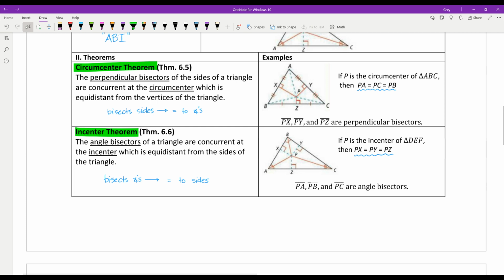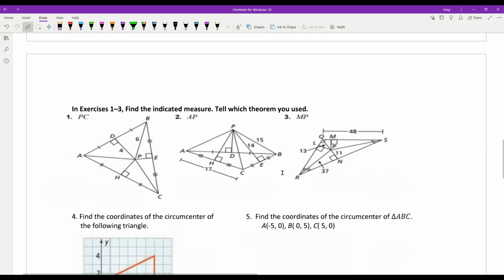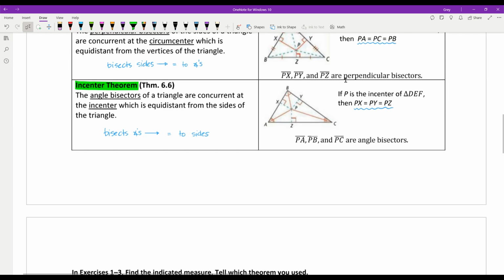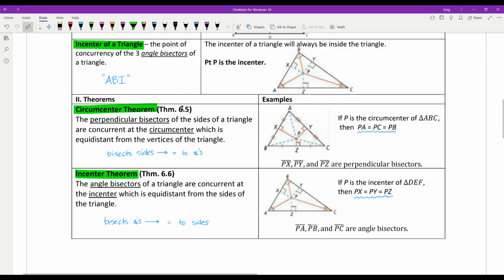All right, let's look at the problems that we're going to have to do. In exercises 1 through 3, find the indicated measure. Tell which theorem you used. Circumcenter theorem bisects the sides, because it's the perpendicular bisectors, PBC. Circumcenter bisects the sides. Incenter bisects the angles.